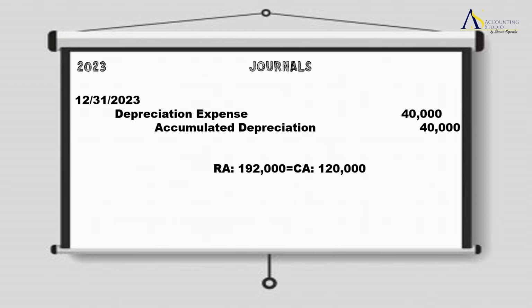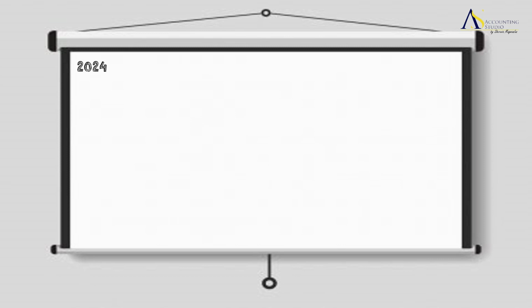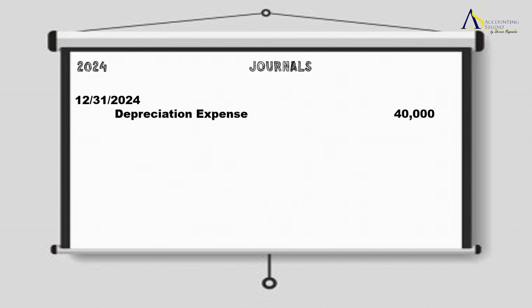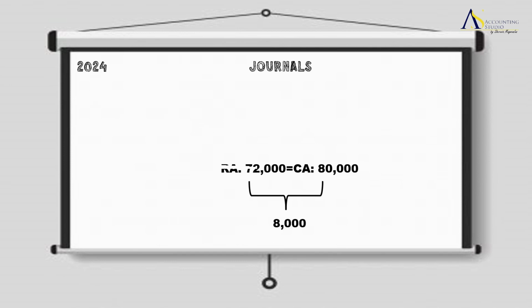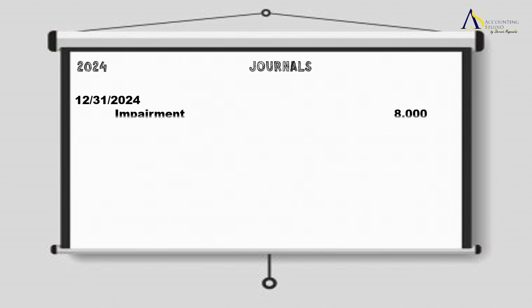Carrying amount for this year is 120,000, computed as 200,000 less 40,000 depreciation for 2022 and another 40,000 deduction for 2023. In 2024, we will again depreciate the building for 40,000, which gives us a carrying amount of 80,000. However, since the recoverable amount is only 72,000, which is lower than the carrying amount by 8,000, we need to impair the building by 8,000. Entry will be debit impairment loss 8,000 and credit accumulated impairment loss 8,000.